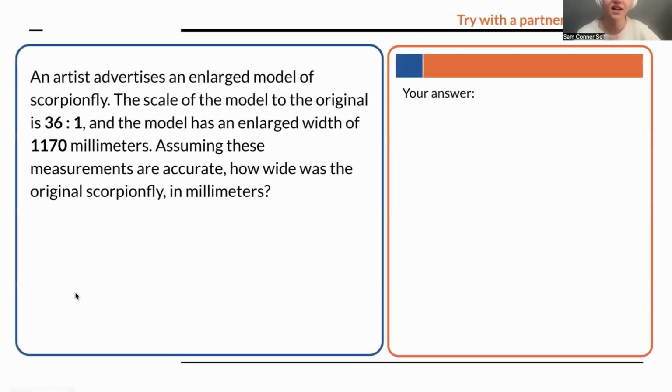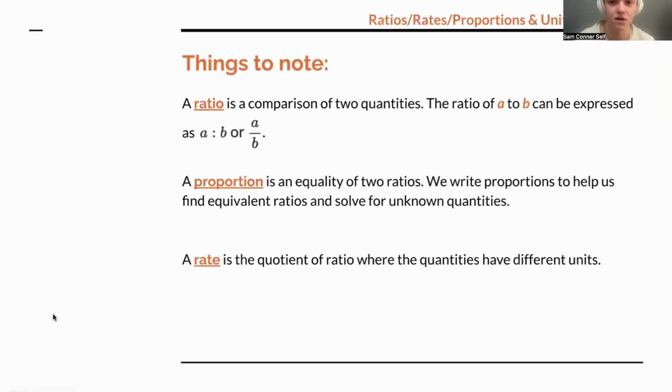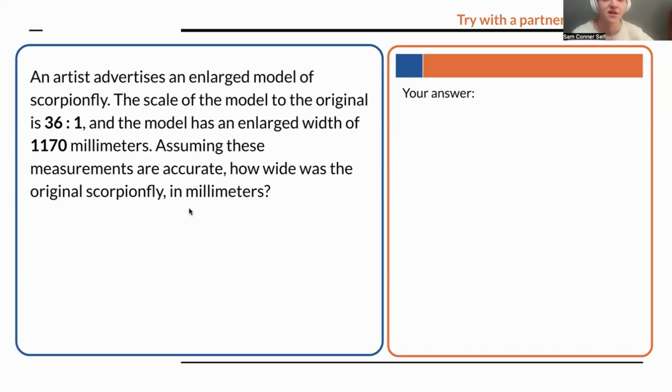Okay. And then an artist advertises an enlarged model of a scorpion fly. If the scale of the model to the original is 36 to 1, and the model has an enlarged width of 1,170 millimeters, assuming these measurements are accurate, how wide was the original scorpion fly in millimeters?